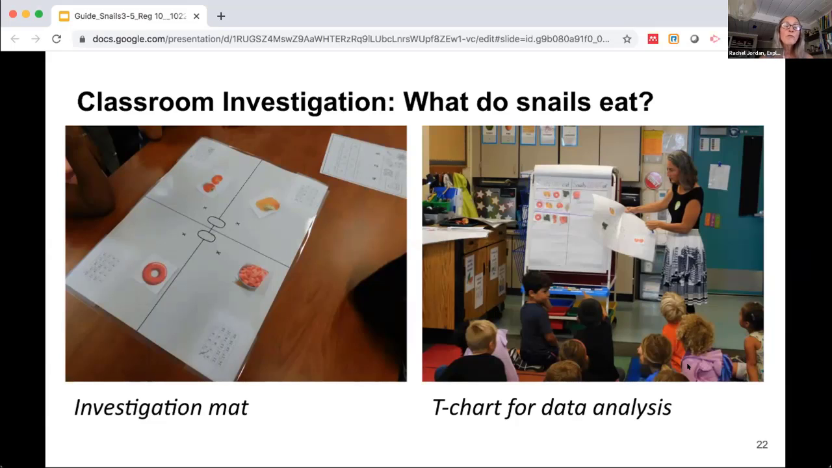So you could do a more formal investigation like that with your students. You could do it a little less formally, like how Fred and Kelsey did. There's lots of options for what would work well.